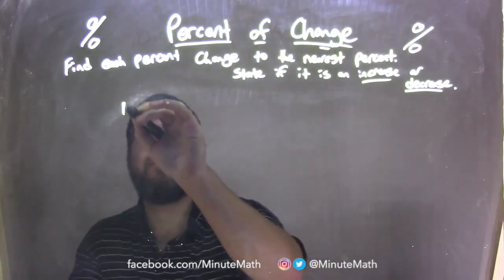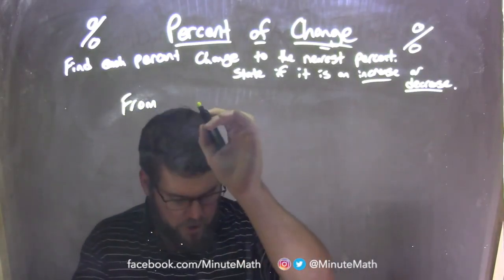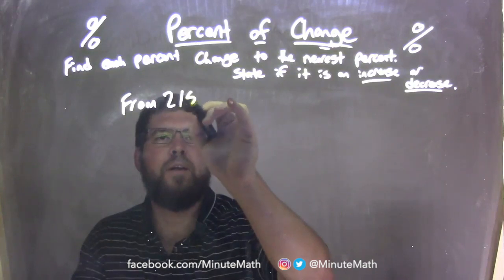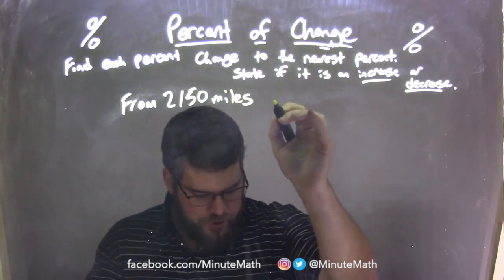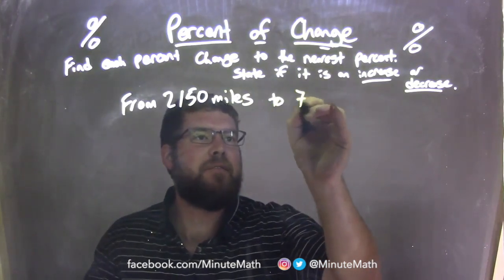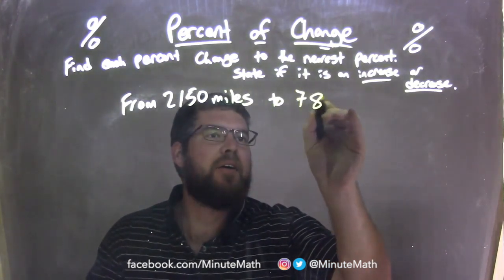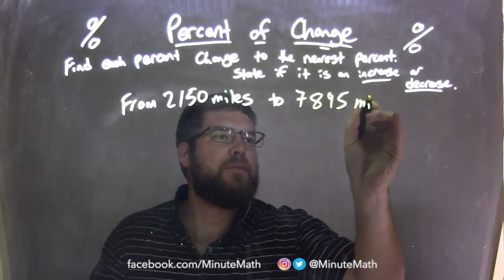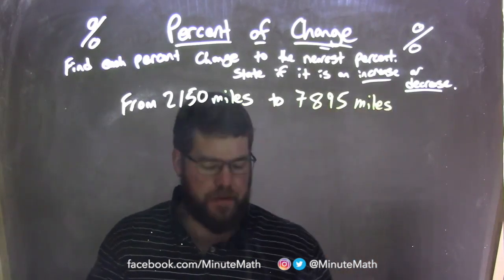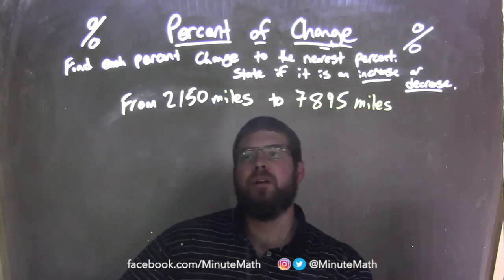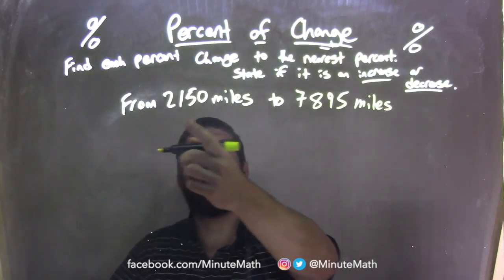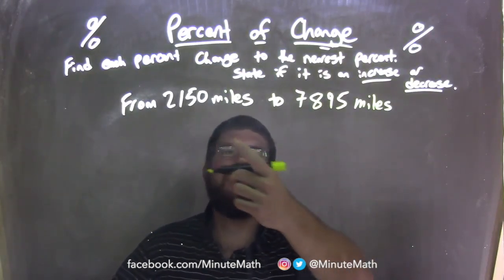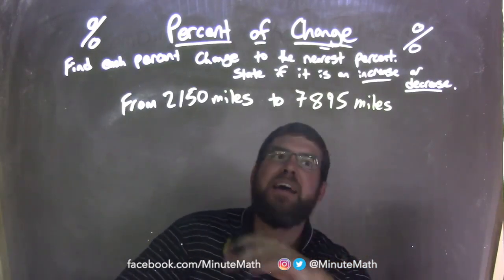From the large one, 2,150 miles to 7,895 miles. Okay? Well, let's first understand, is it an increase or decrease, right? And it's an increase. 2,150 miles to 7,895 miles is an increase.